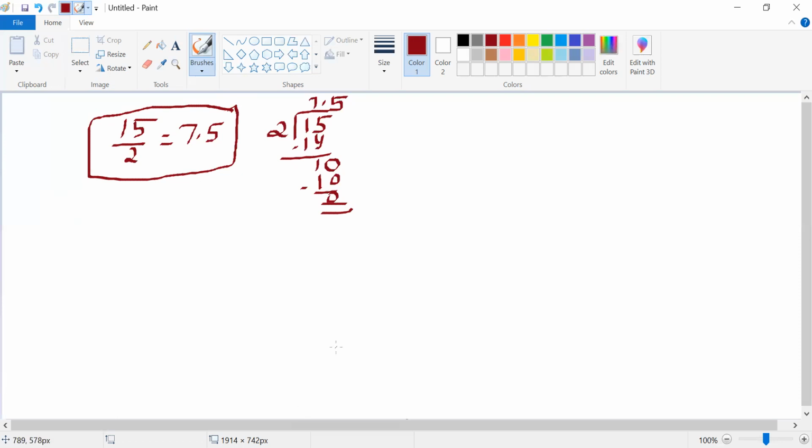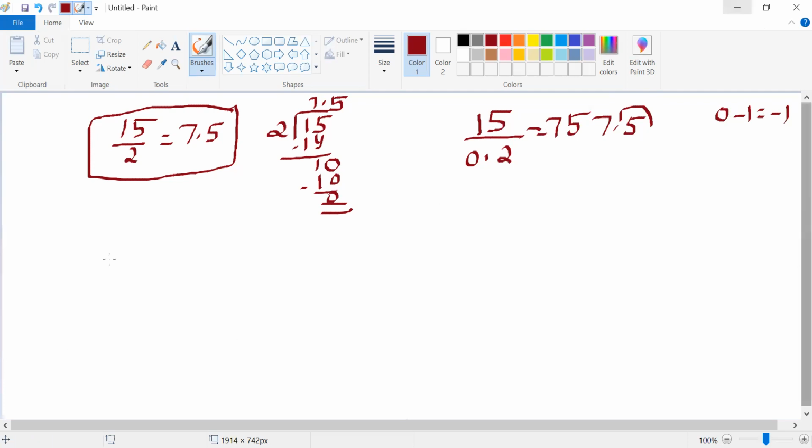Now let us see what will happen if the numerator and denominator become decimal. Suppose it is 15 by 0.2. So 15 by 2, answer 7.5. Now numerator 0 decimal places, denominator 1 decimal place. 0 minus 1 is -1. So what will happen? This decimal should move one step to the right. So the answer is 75.